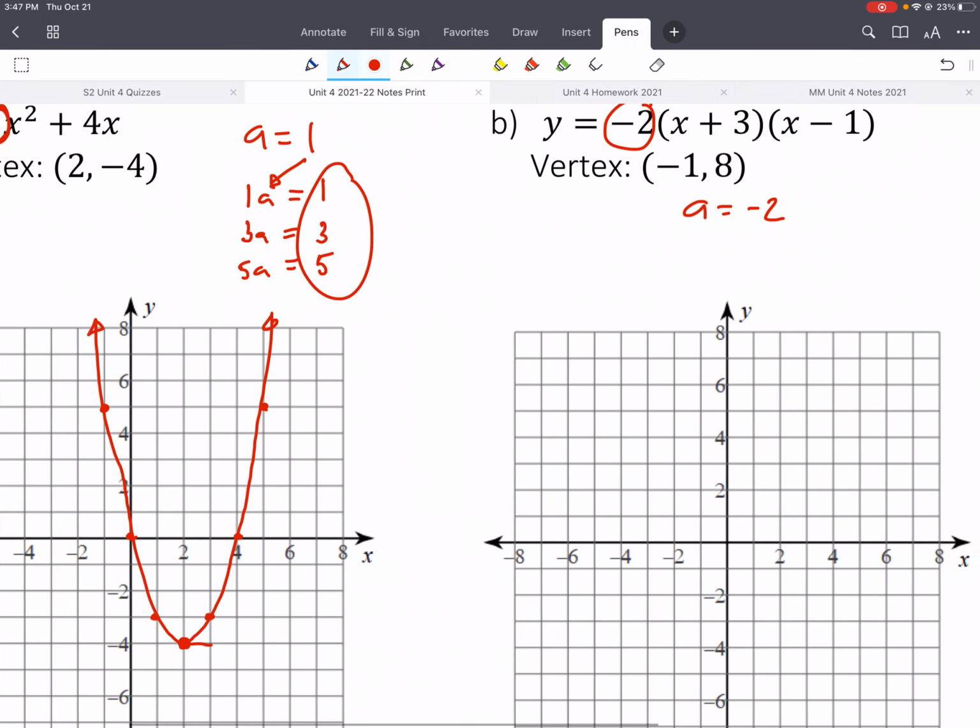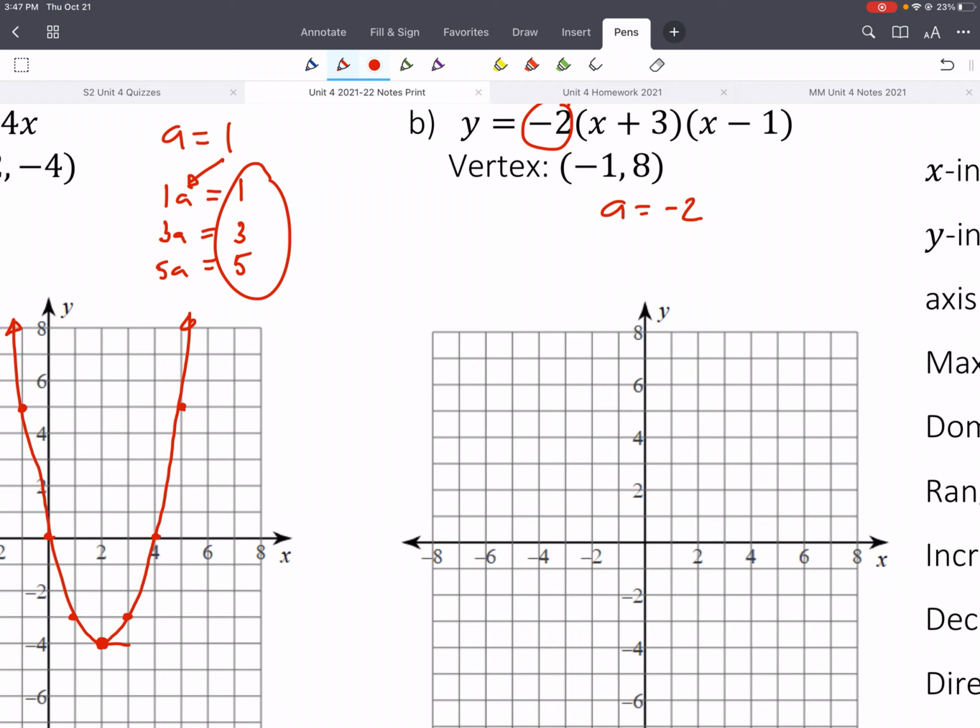Anyways, okay, so here's another example. We have -1, 8. There's our vertex. Always start by plotting our vertex, and then we'll use our growth pattern. So this time, 1A, 3A, 5A. A is -2, so whenever we plug that in, we multiply those numbers by -2. So 1 times -2 is -2, 3 times -2 is -6, and 5 times -2 is -10.